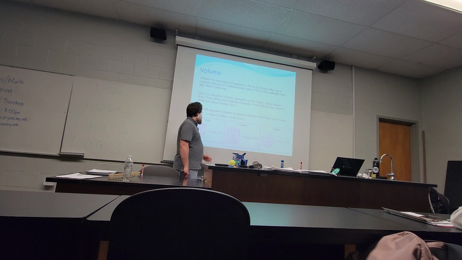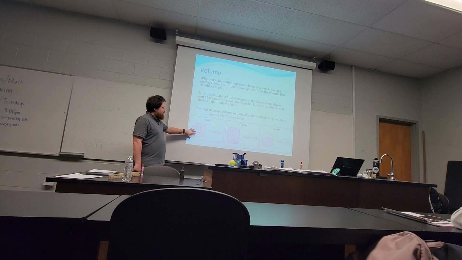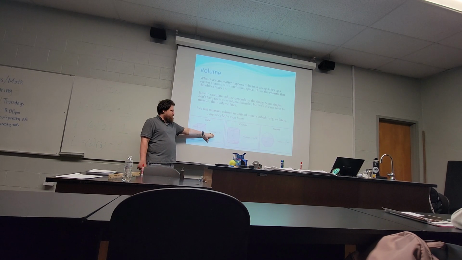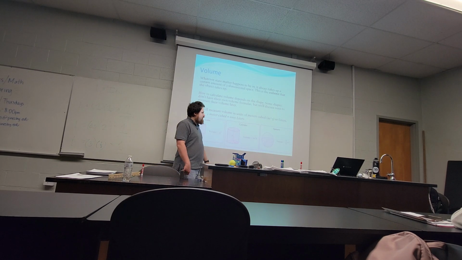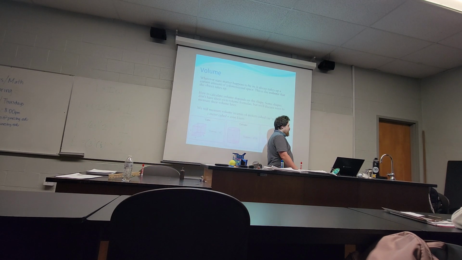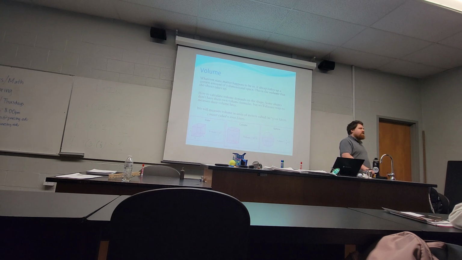But just to review a few. Cubes, length times width times height tells you its volume. As long as it's a cube and all those sides are the same, that'd be A times A times A, which is A cubed. And then cylinders and spheres have their own formulas. I'm only bringing up the cube because we're going to use that one in a second.